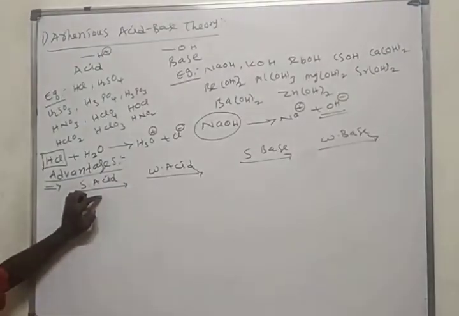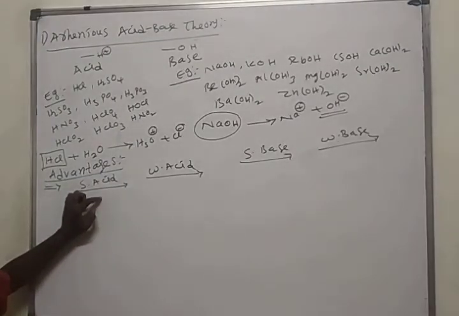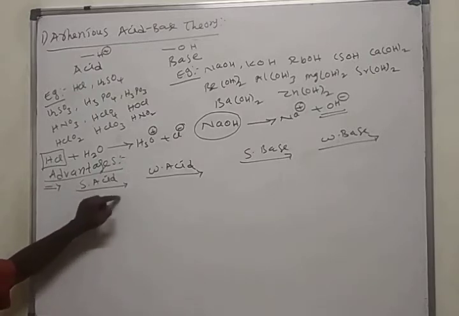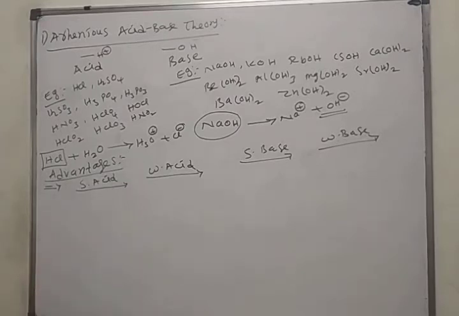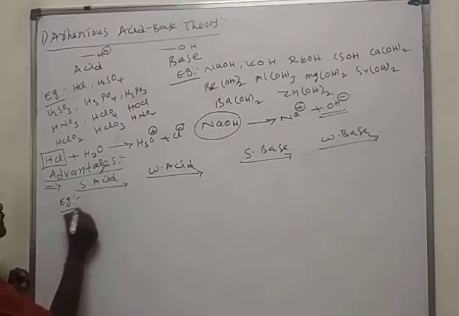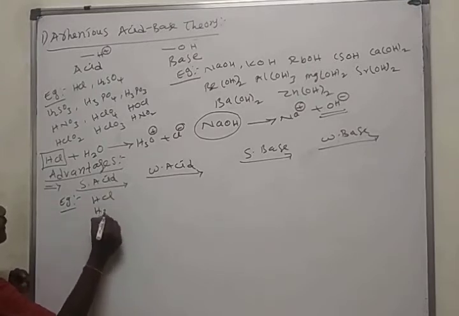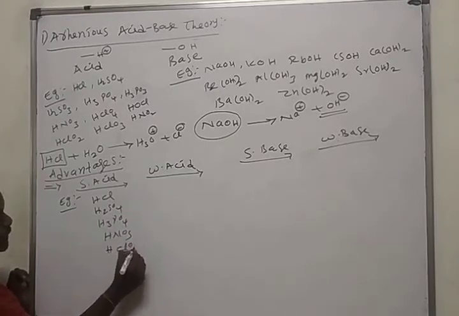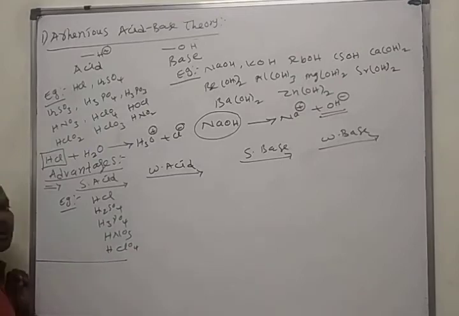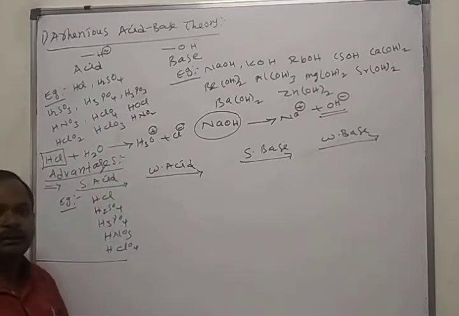The chemical substance which gives the H plus ion fast, we call a strong acid. Examples of strong acids are all mineral acids: H2SO4, hydrochloric acid, phosphoric acid, nitric acid, and HClO4. All these are important examples of strong acids.